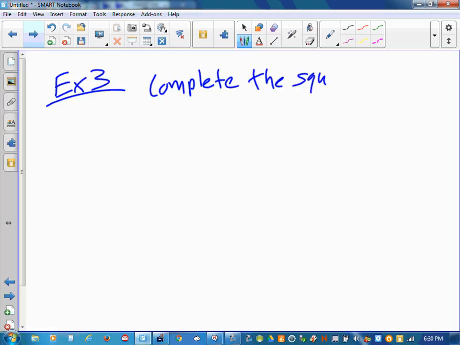And it literally is a square. It's an algebra square, but it's a square. Anytime you have the same thing times the same thing, it's a square. So we're going to complete the square. X squared plus 6x plus something would make this a perfect square.